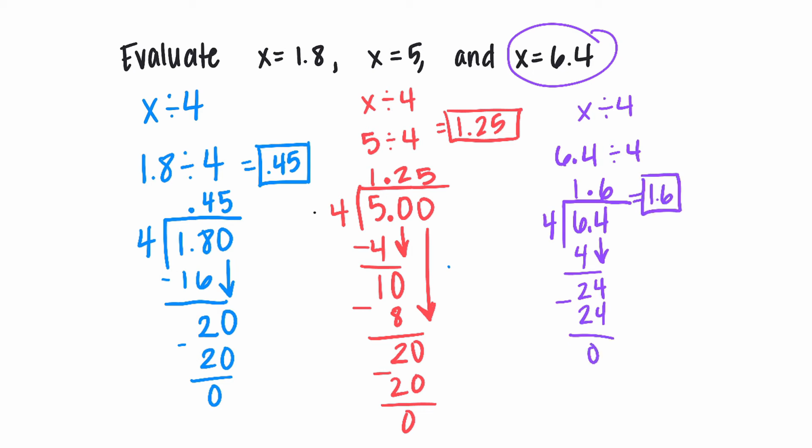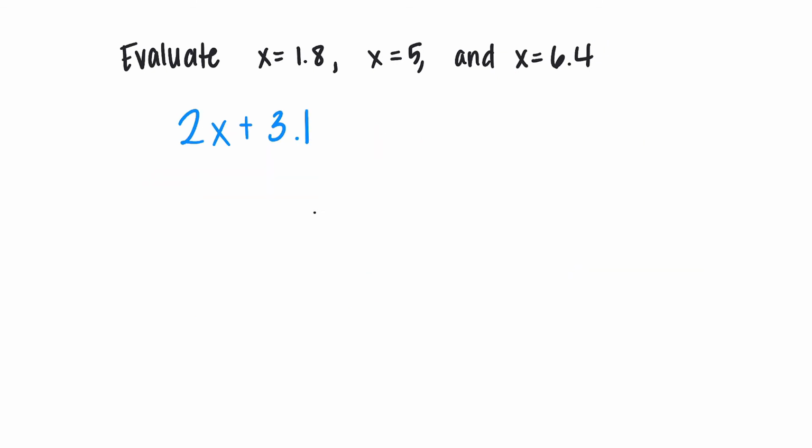So for number 18, I should have 3 separate answers. Okay. So for number 20, we have the same type of thing, but you can see here we have just a numerical value, and then here we have a coefficient. So I have a number multiplied by a variable. So when I plug in this variable, I'm going to need to multiply these two. So I'm only going to do one example here. We'll do 6.4. So 2 times 6.4, because we're plugging this in, okay, plus 3.1.